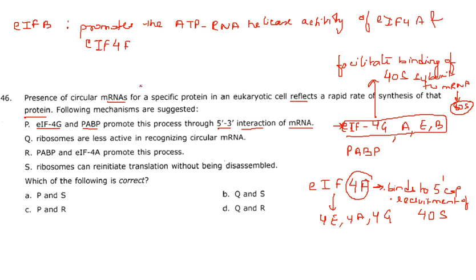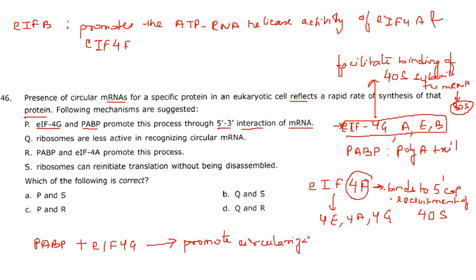Okay, another protein, poly A binding protein, binds to the poly A tail. And this poly A tail with binding protein plus EIF4G, 4B, 4A, what they do is they promote circularization of the mRNA and promote the translation by 40S.